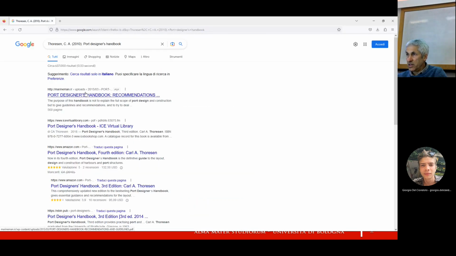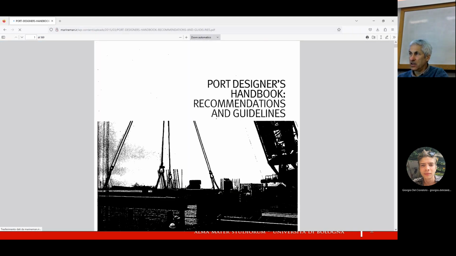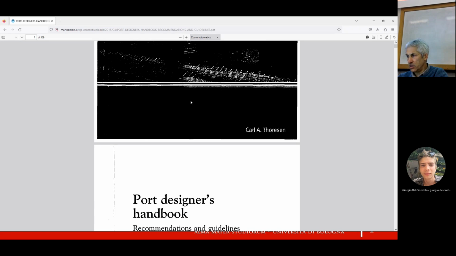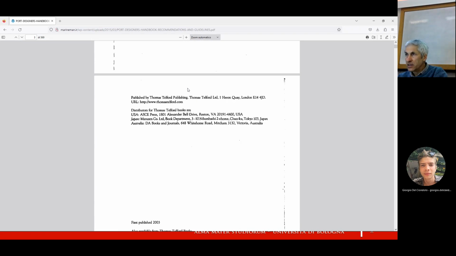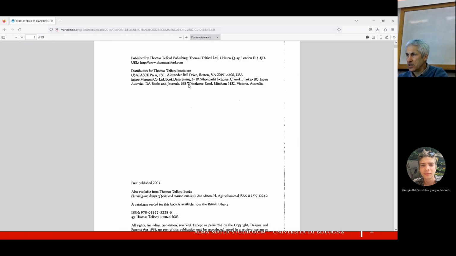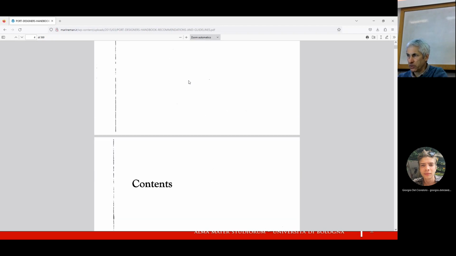Okay, Port Designer's Handbook recommendation. It's a PDF, you see. Let's click on this. This is an interesting reference. It is a long one, 500 pages. Let's look at the table of contents.